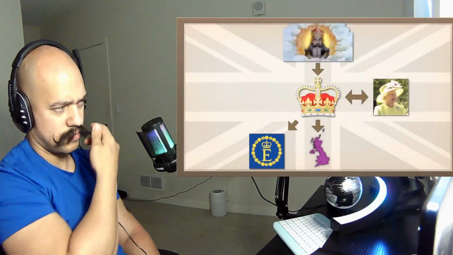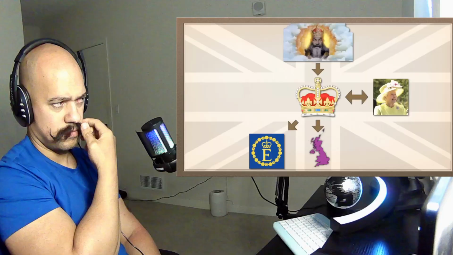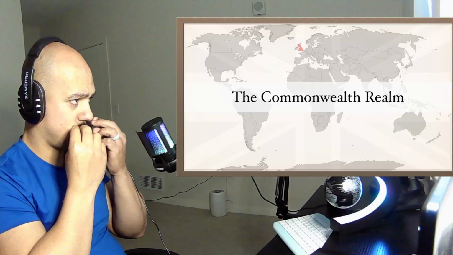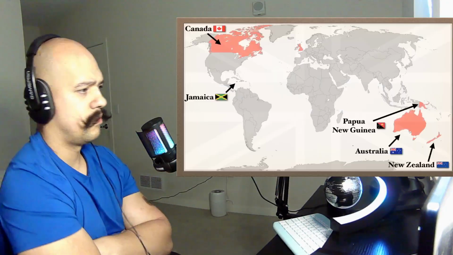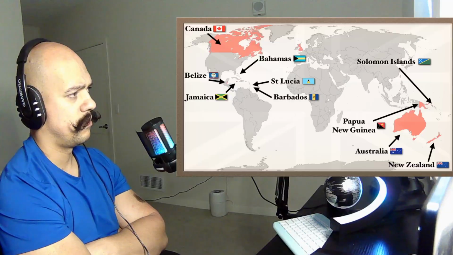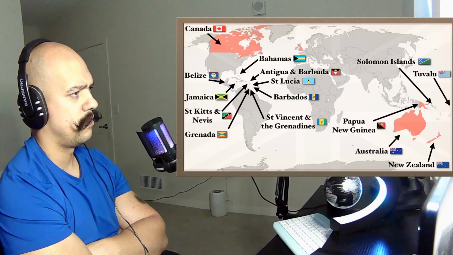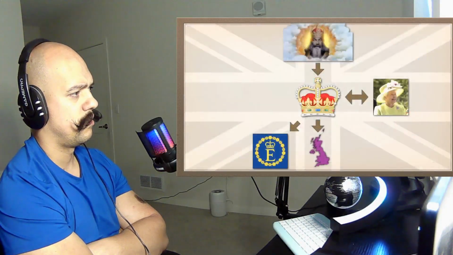The former colonies that gained their independence through diplomacy and continue to recognize the authority of the crown are known as the Commonwealth realm. They are, in decreasing order of population, Canada, Australia, Papua New Guinea, New Zealand, Jamaica, the Solomon Islands, Belize, the Bahamas, Barbados, St. Lucia, St. Vincent and the Grenadines, Grenada, Antigua and Barbuda, St. Kitts and Nevis, and Tuvalu.